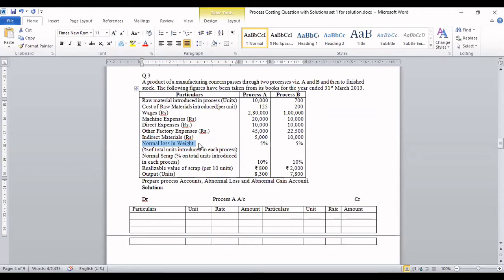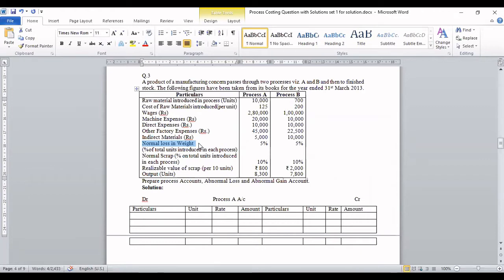Normal loss in weight is called weight loss. You can take an example like a product such as sugar cane or wheat flour. They always have a weight loss. When you insert, let's say, 10 kg as input, you will not get exactly 10 kg in output.